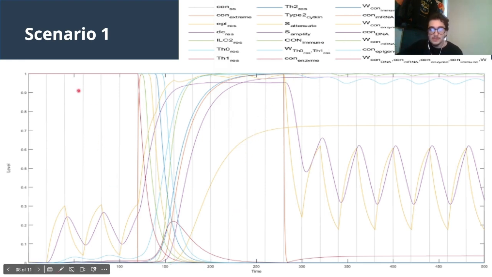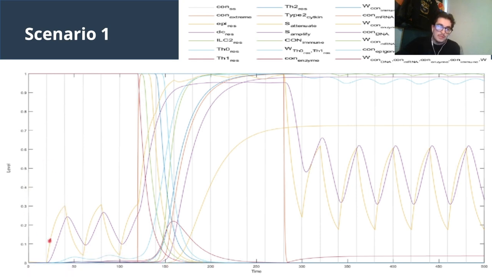So we can split this plot in three parts. You can see that this is the first part, and then the second part is here. This is where the extreme allergen exposure is turned on, and then it turns off, and this is the third part. So what happens after?